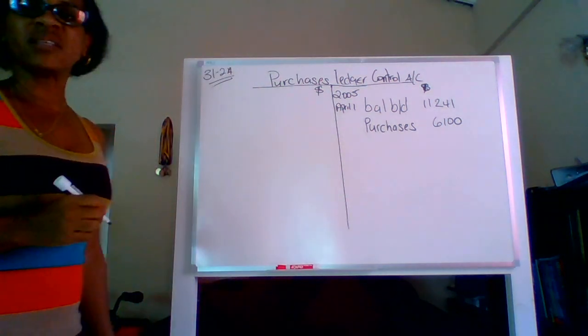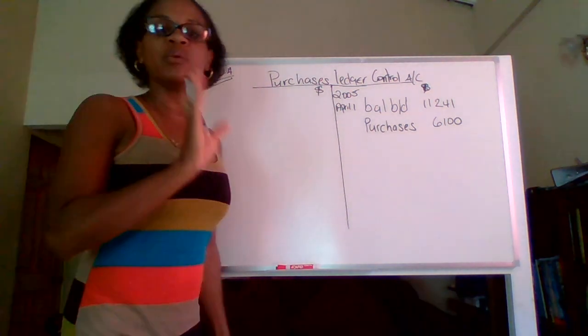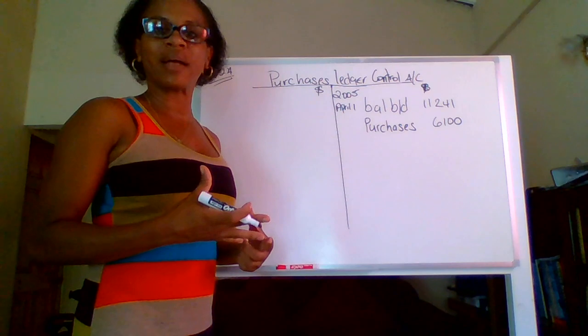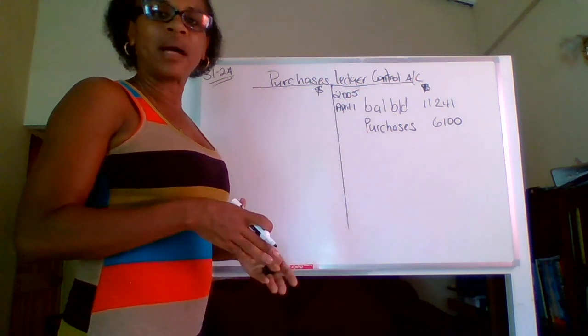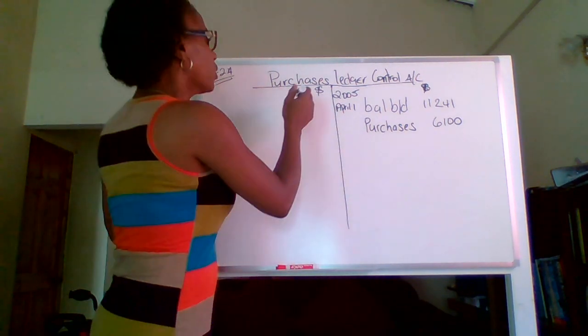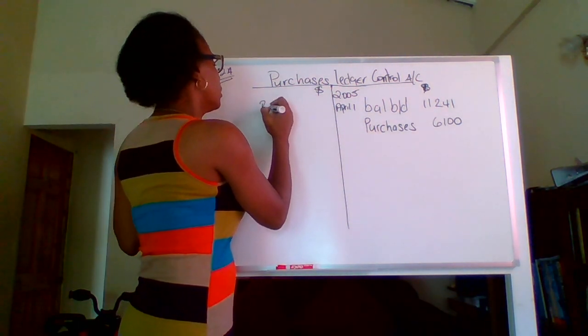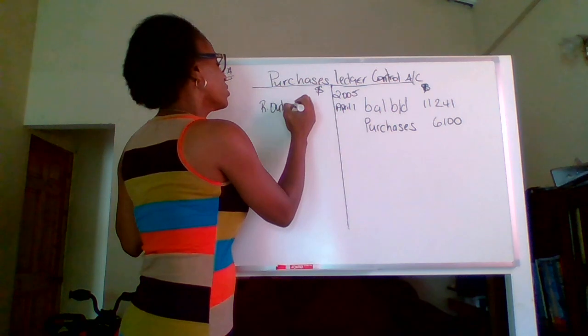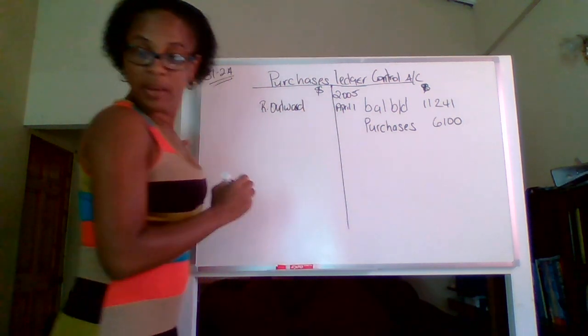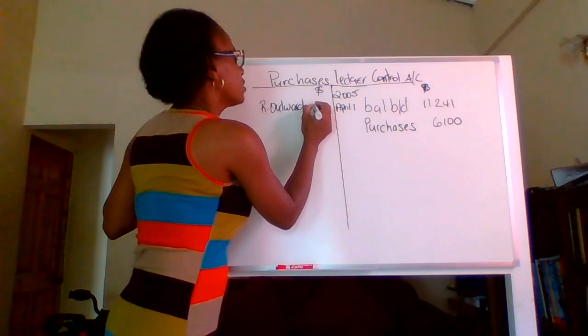The next total is returns outward. As I said, the returns outward account is a normal credit account and the supplier's account is debited, so it will go on the debit side of your ledger control account. Returns outward journal, the total from the journal goes here in the amount of $246.